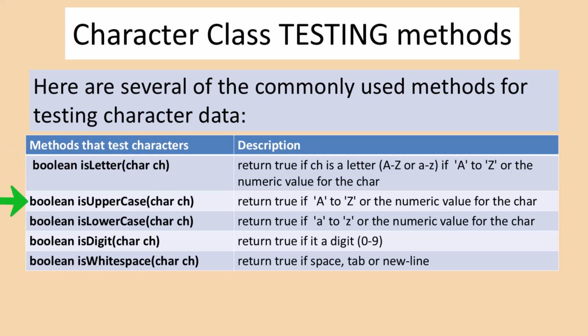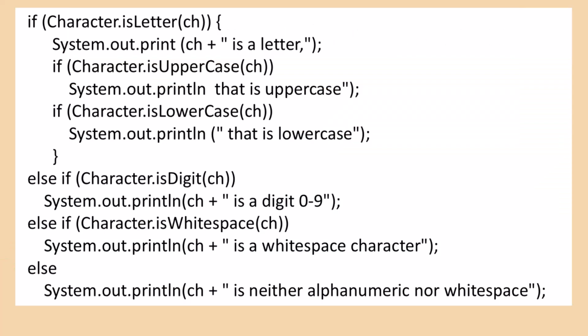isUpperCase, isLowerCase, and isDigit should be easy to figure out. isWhitespace returns a true if it receives a whitespace character such as a space, a tab, a new line, or a return. Here's some sample code that uses the Character methods to test a character placed into a variable named ch.